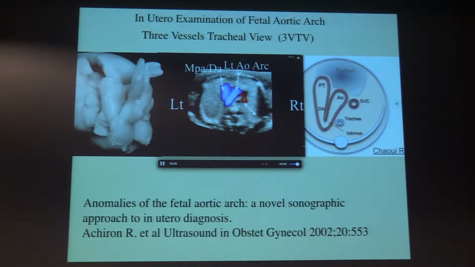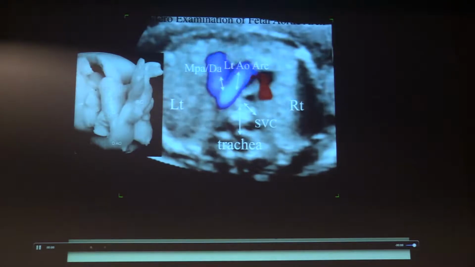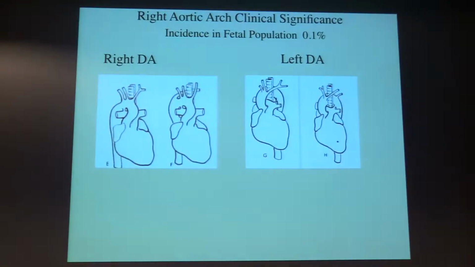Okay, and if we look at it from left to right, you can see this is the main pulmonary artery with the ductus arteriosus. This is the left arch. This is the superior vena cava. And this is the trachea in the middle. So both of the arches are on the left side. This is the normal view.